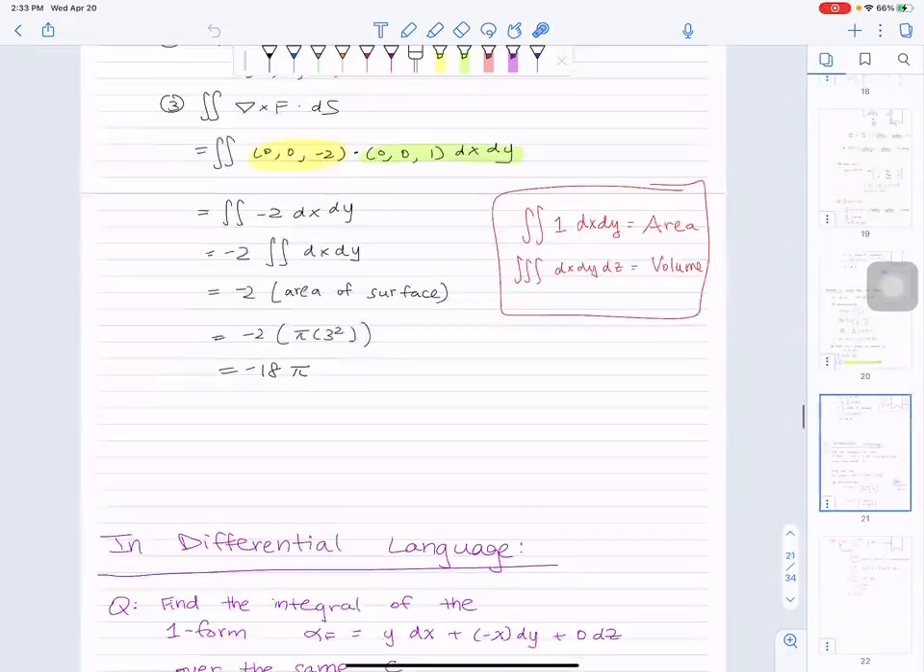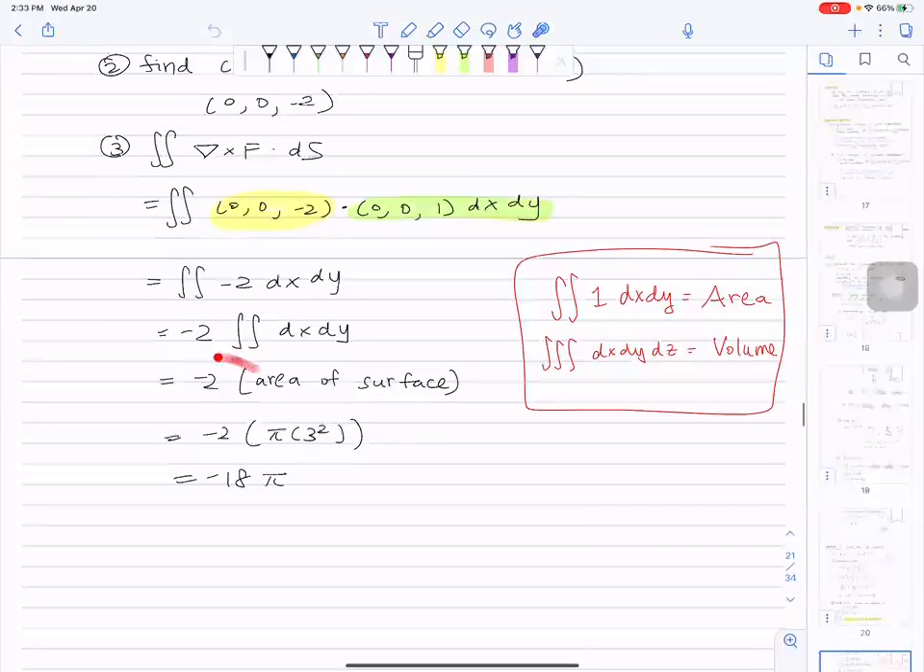So you continue and get 2 times the area of a surface. Our surface was that circle. So the area of a circle is pi r squared, where our radius was 3, and so we end up getting negative 18 pi. Any more questions on this problem?